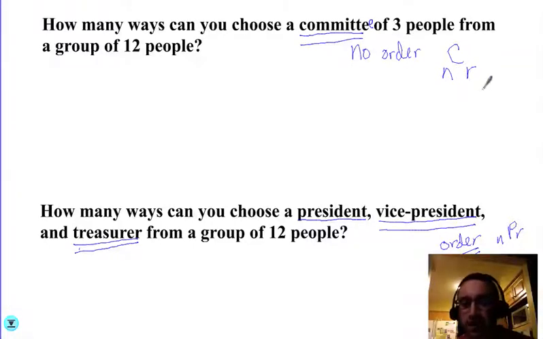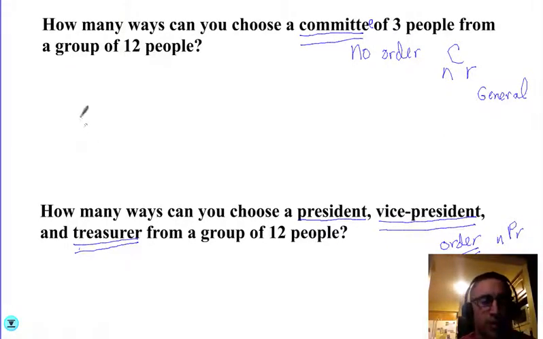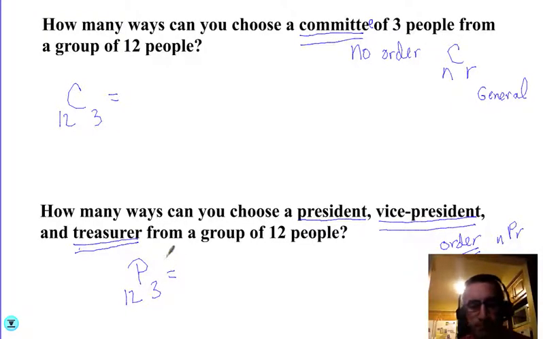Again, keep in mind this one is pretty general, as opposed to the bottom example, where you have specific information. So when we're just choosing 3 people, we're choosing 3 out of 12 with no order. Here we're choosing specific positions, so the order is important and you have a permutation.